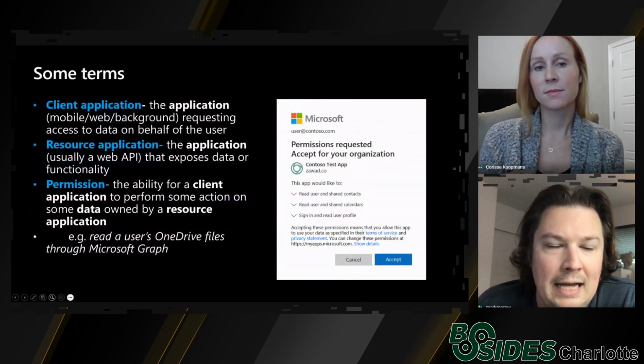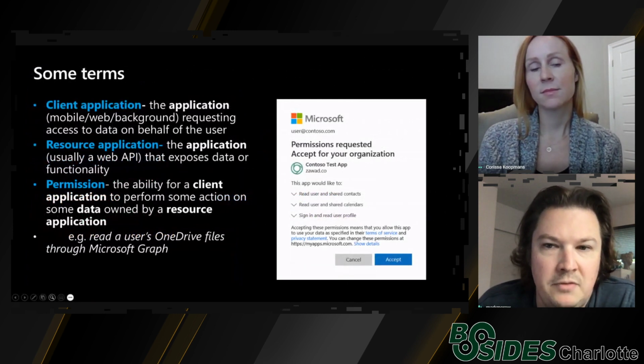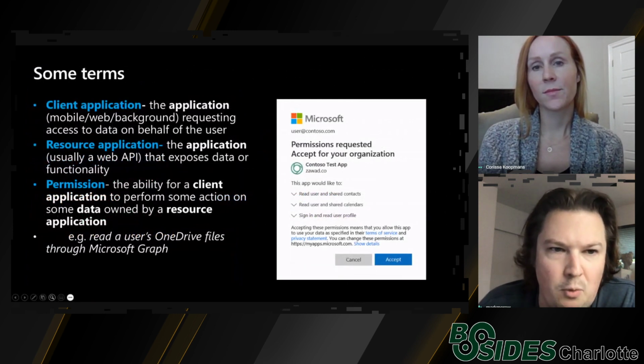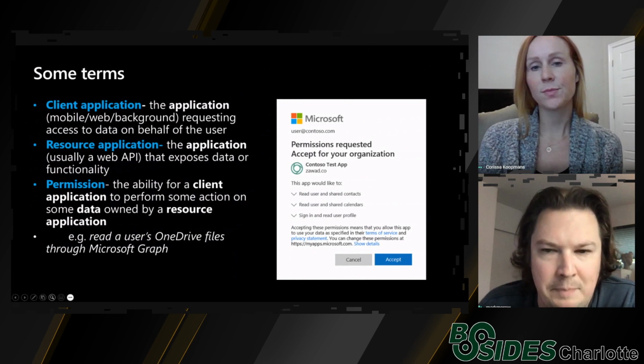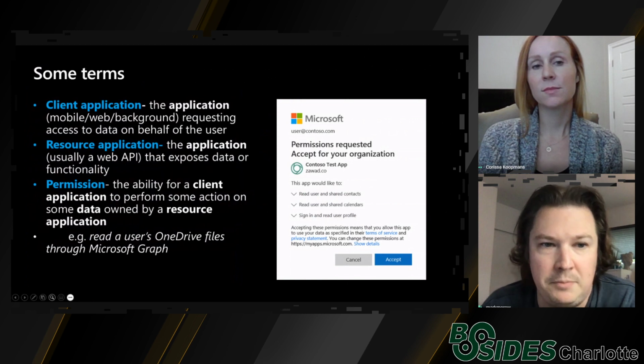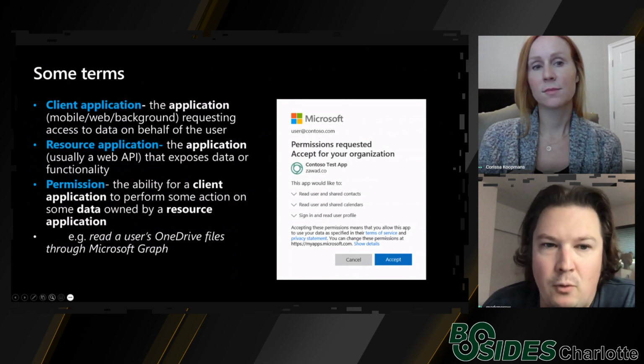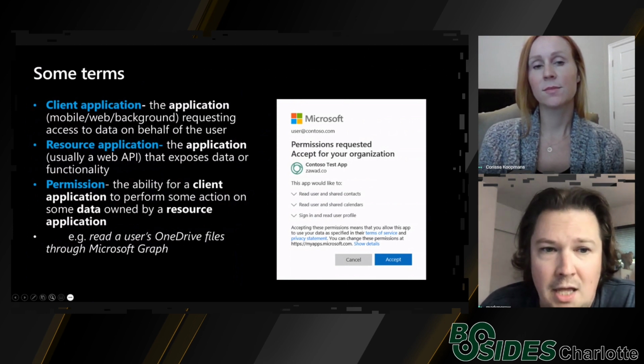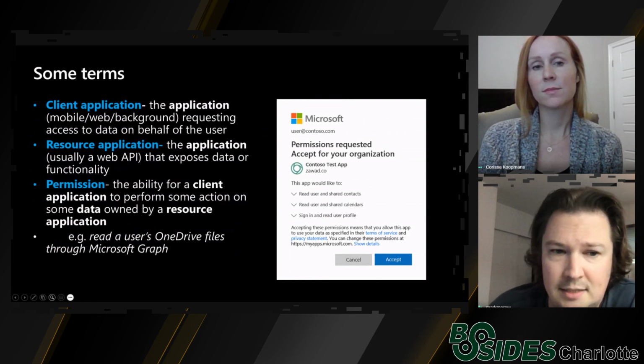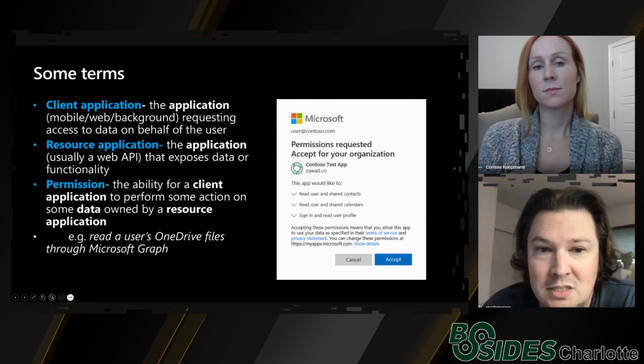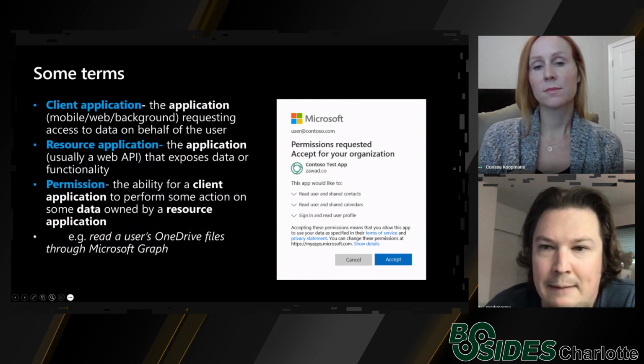So to align that previous slide to some of the OpenID Connect protocols, more of an enterprise type of spec, we have a few different pieces. We have that client application, which can be a mobile app, a web app, or something that runs in the background. This is what's going to be requesting access to data on behalf of that user. Then we have that resource application, which is usually a web API. In our case, like I said, Microsoft Graph, that's going to expose this data or functionality to that client application.